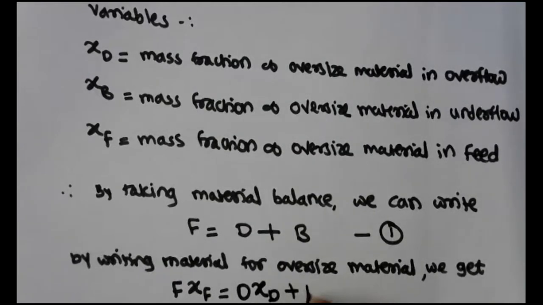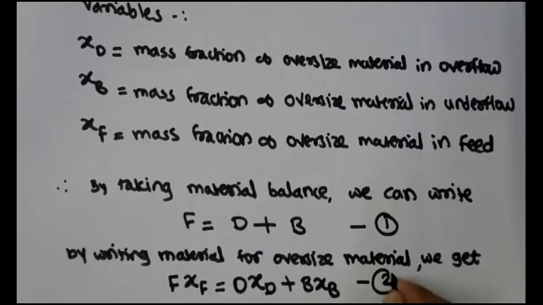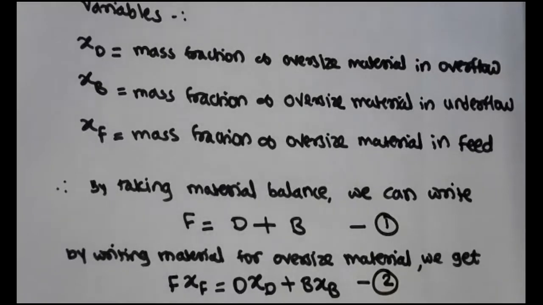F XF equals D XD plus B XB. So if I have to read it in words, then it can be read as oversized material present in feed is equal to oversized material present in overflow plus oversized material present in underflow. But please remember, the feed consists of oversized material as well as undersized material. So we can also write the material balance for undersized material.